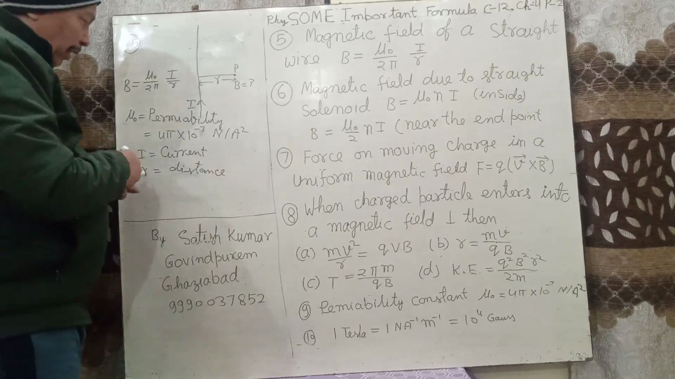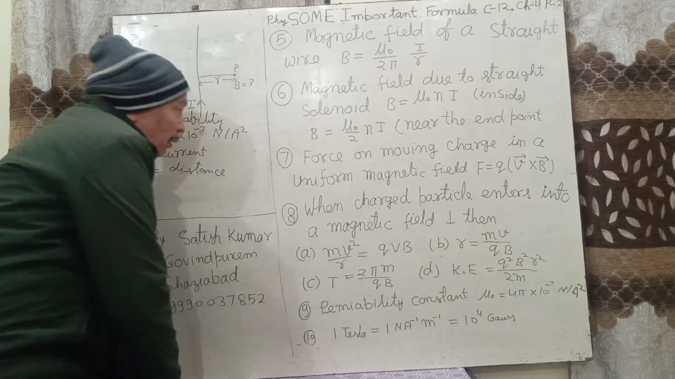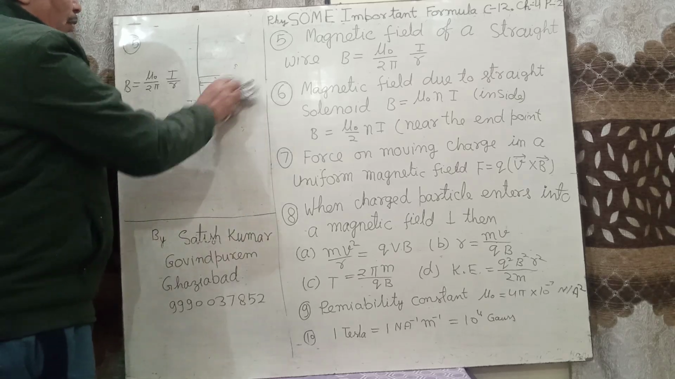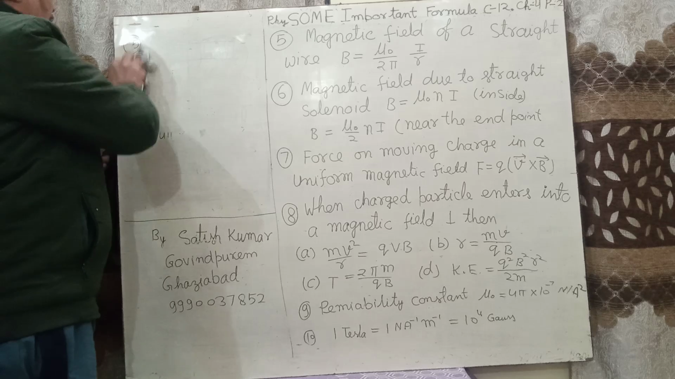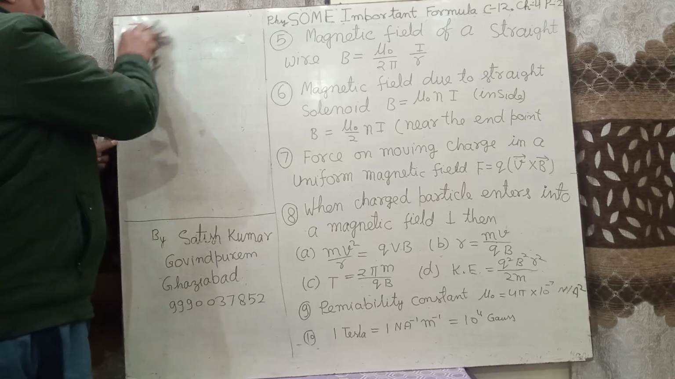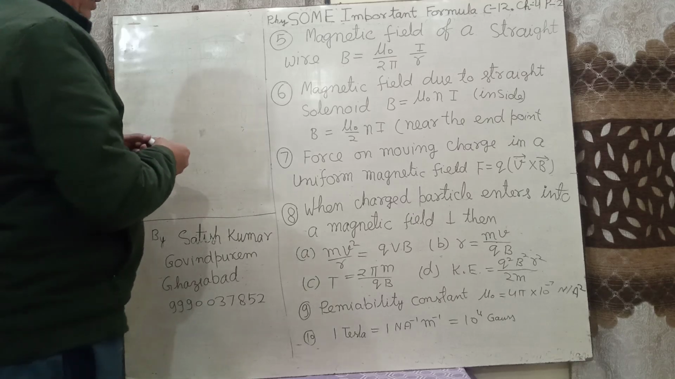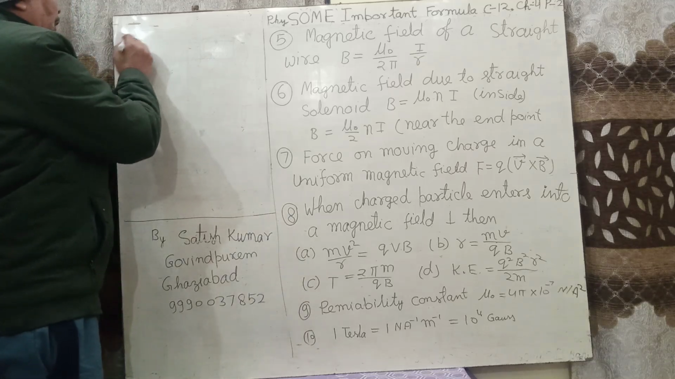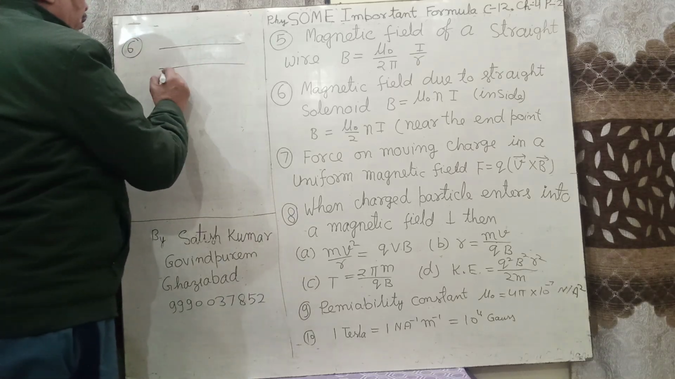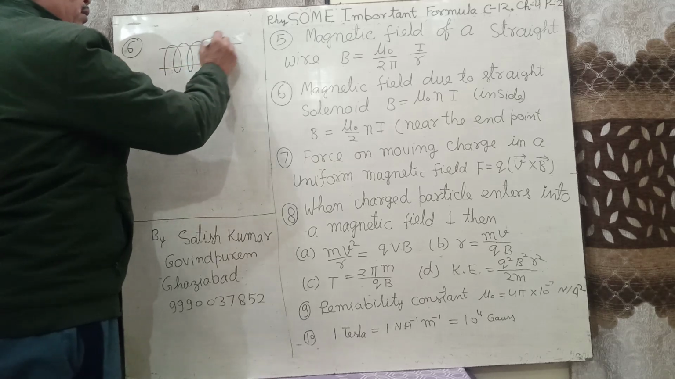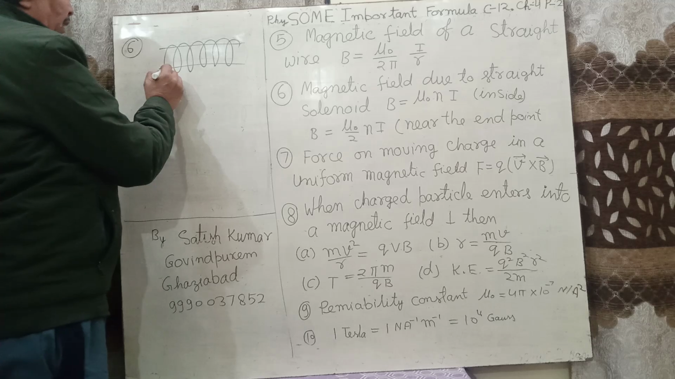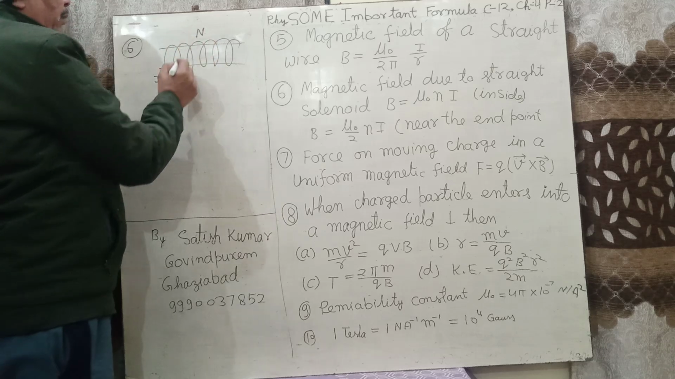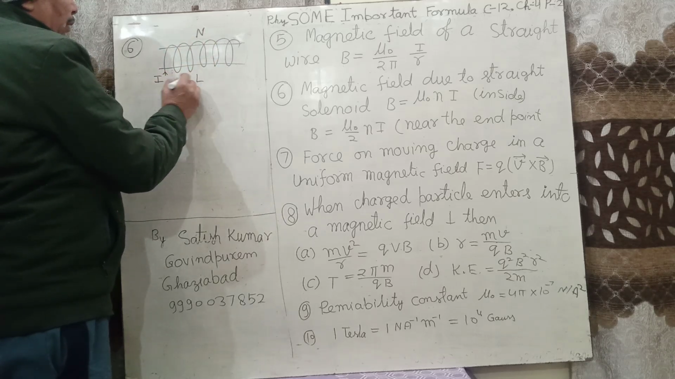Now I am telling you formula number 6. Formula number 6 is the magnetic field due to a straight solenoid. This is the solenoid. Let current I flow, and N is the number of turns of the solenoid. L is the total length of the solenoid.